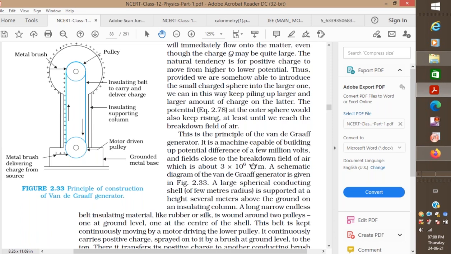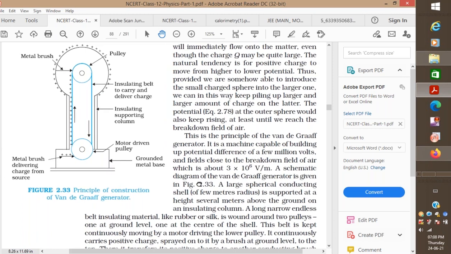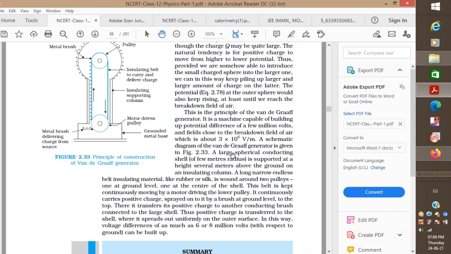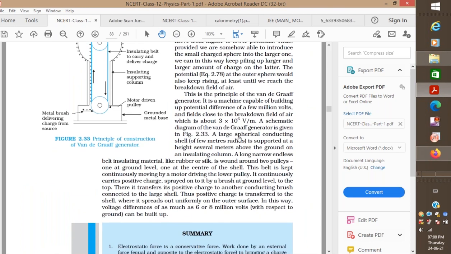Okay, all right, so see here in this arrangement, there is a large spherical conducting cell of few meter radius, supported at a height several meters above the ground level. See here, this is the huge sphere having radius of some few meters.